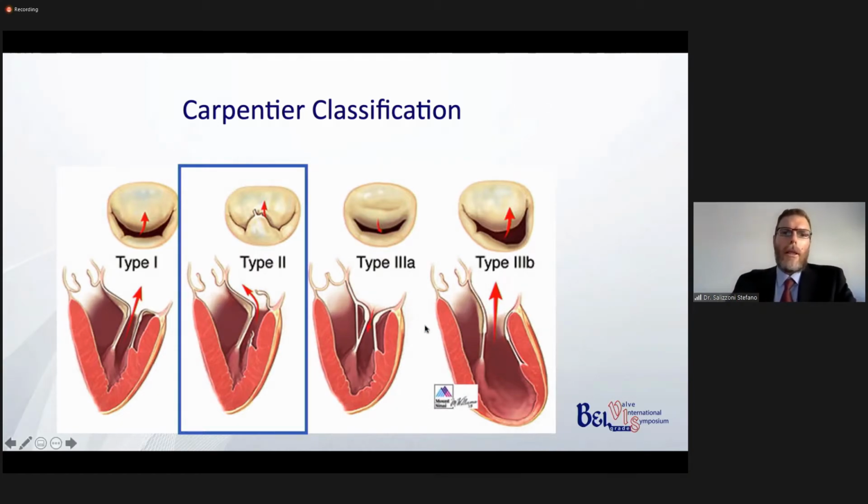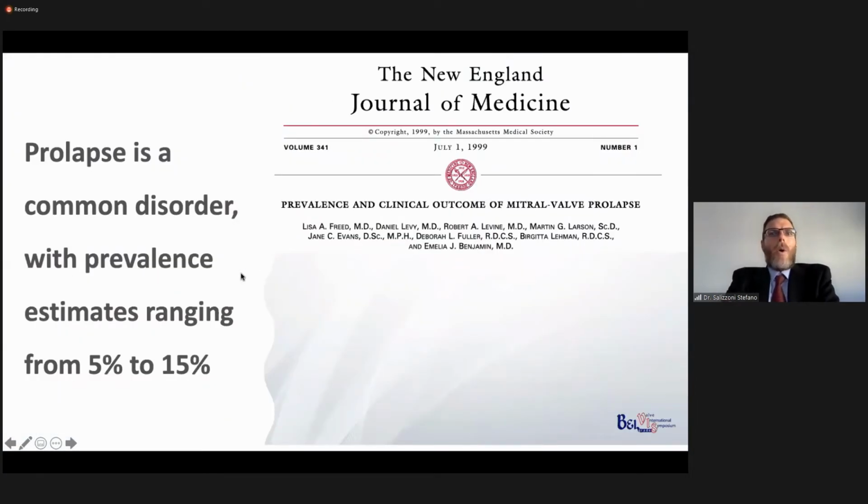and in particular we have prolapse and/or flail of the posterior leaflet. We know that prolapse is a common disorder, with prevalence estimates in the studies ranging between 5 and 15%. Obviously, not all these prolapses cause a severe regurgitation, but a lot of them could become severe and maybe need surgery.